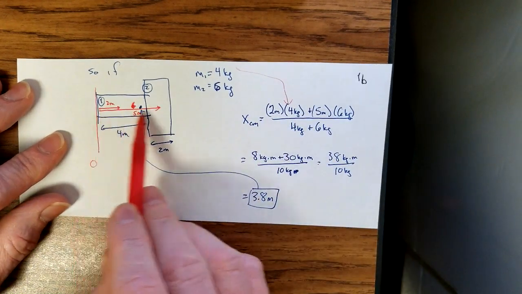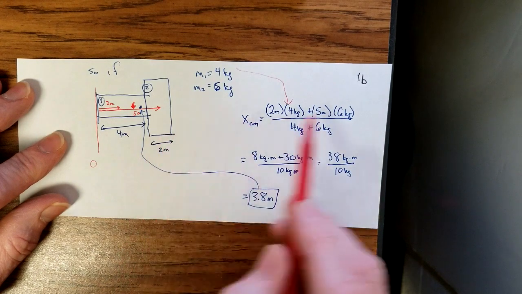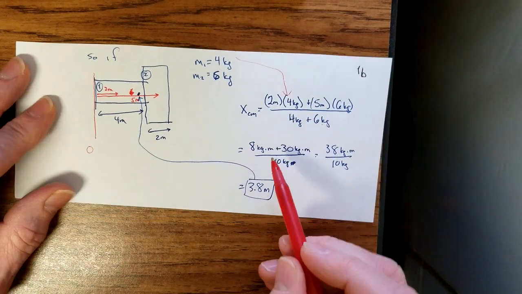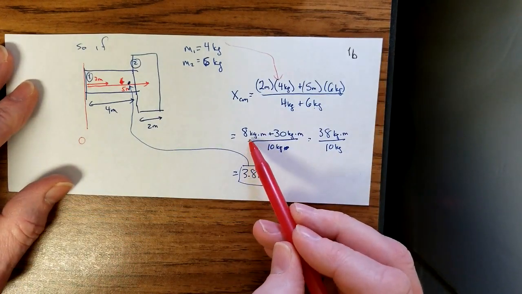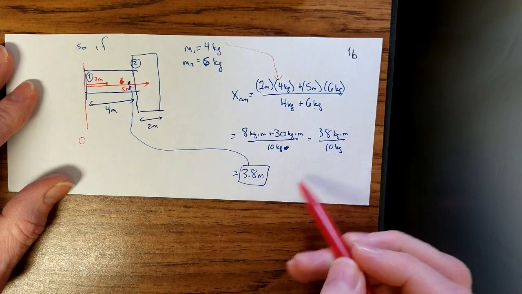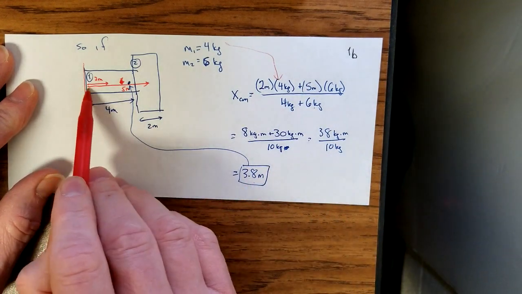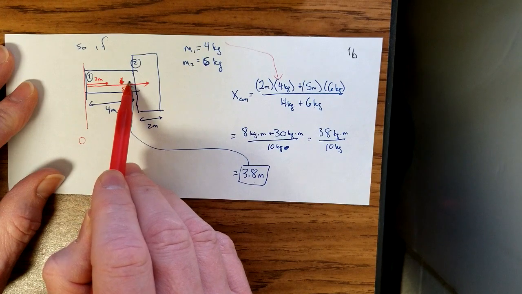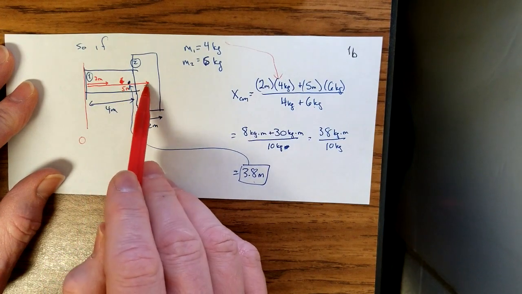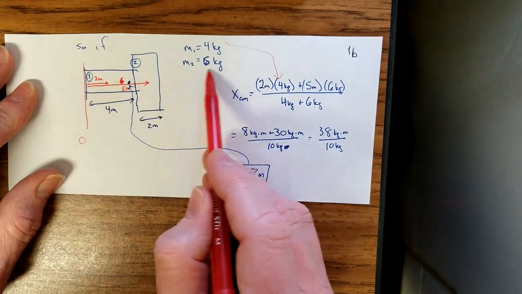And then it is the position of the second center of mass times that mass and divided by the total mass. So I end up with ultimately 38 over 10 or 3.8 meters. And so my center of mass is about there. It is closer to this center of mass than that one because mass 2 has a bigger mass.